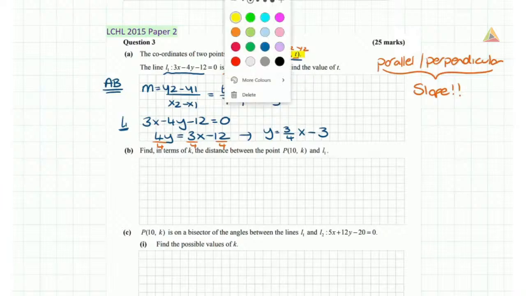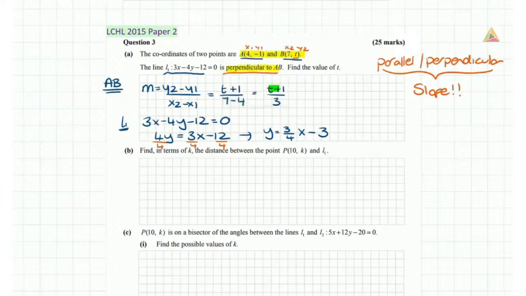So let's have a look. What we've worked out is the slope of AB is t plus 1 over 3. And the slope of the second line is 3 over 4. Let's just make a note of that. They don't give us a whole lot of room here. But the slope of the line L1 is 3 over 4.